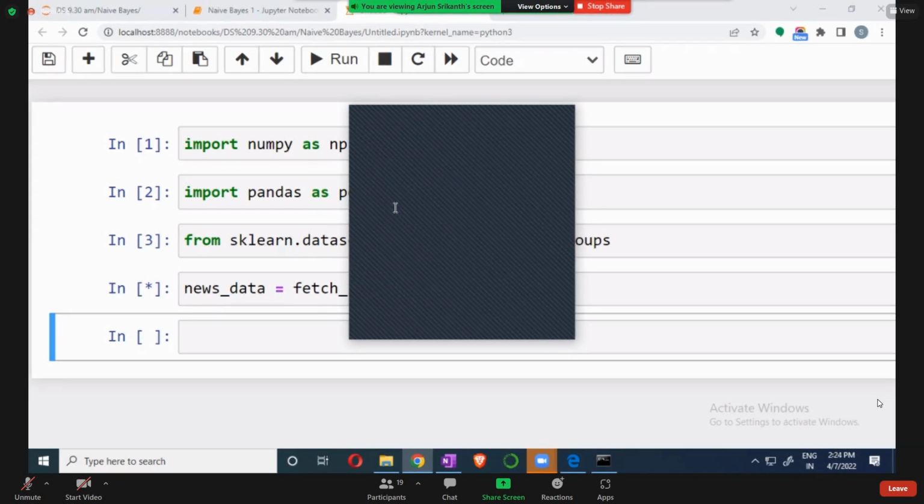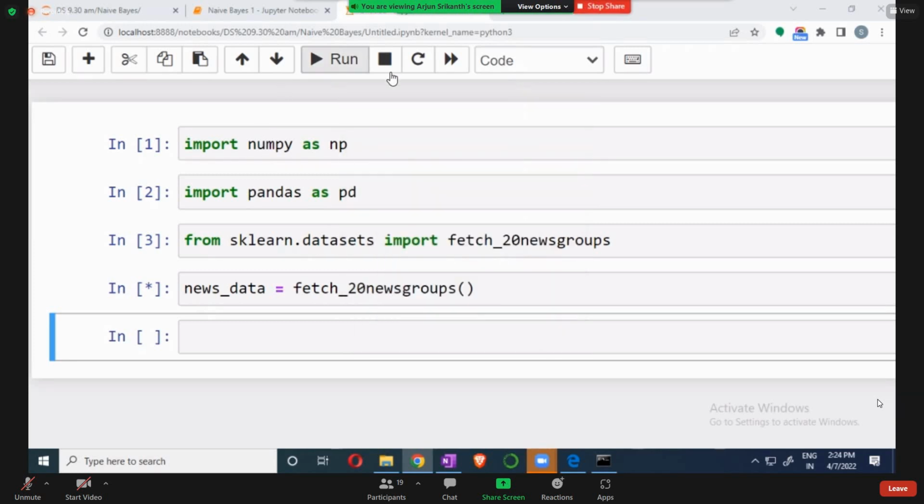This is used for text classification. Text classification. Just give me 1 second, guys. Let me close it down.